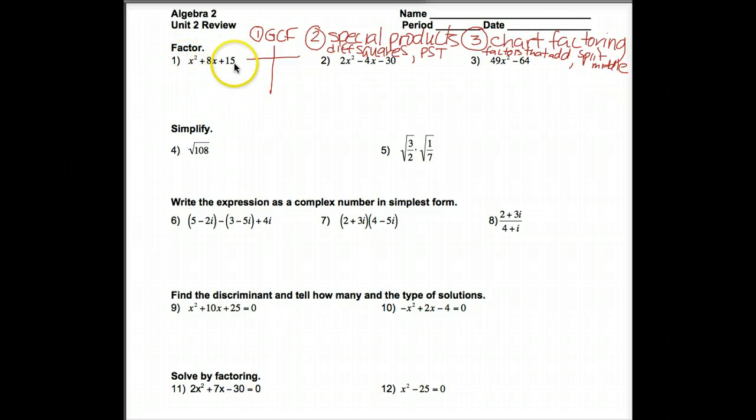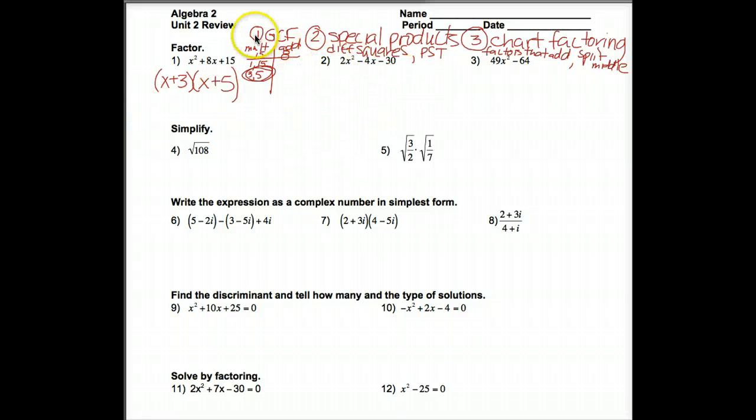Since it's factors that add, I'm simply looking for factors that multiply to give me 15 and add to give me 8. So go through your factors of 15: 1 and 15, 3 and 5. Which of those add to 8? These ones right here. So that means I fill in a plus 3 and a plus 5 into my parentheses. And that is it for that one.